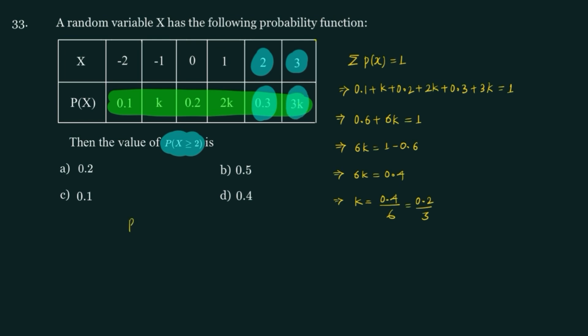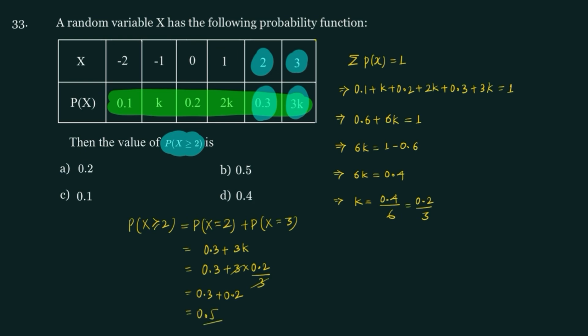So here probability of x greater than or equal to 2 means probability of x equals 2 plus probability of x equals 3. So that means probability of x equals 2 is 0.3 plus probability of x equals 3 is 3k. And since we know the value of k, we can write this as 3 into 0.2 by 3. So here 3 and 3 get cancelled. So it will be 0.3 plus 0.2, and it will be equal to 0.5. Hence my correct option for this question is option number B.